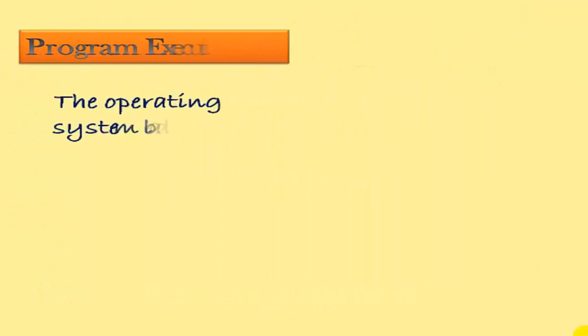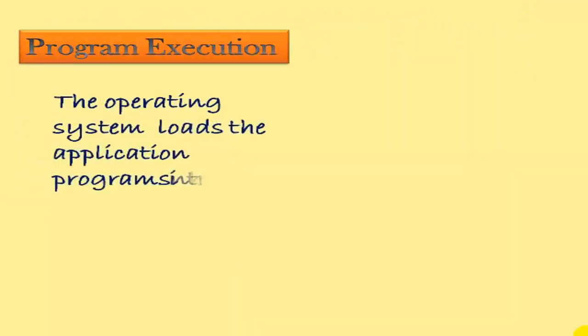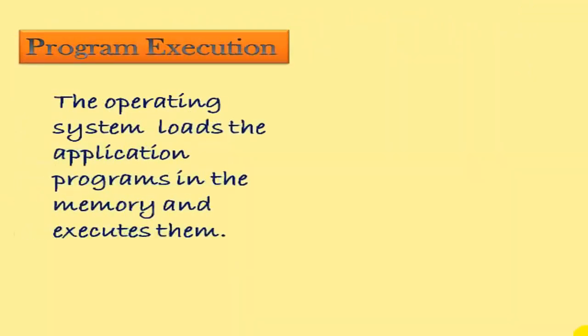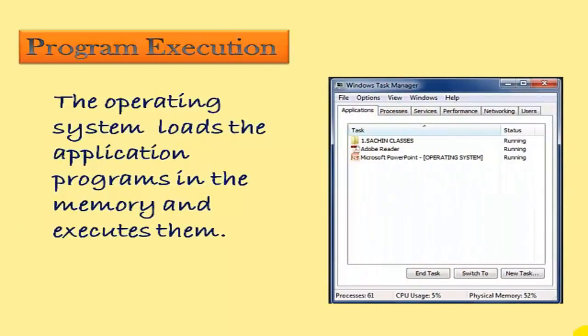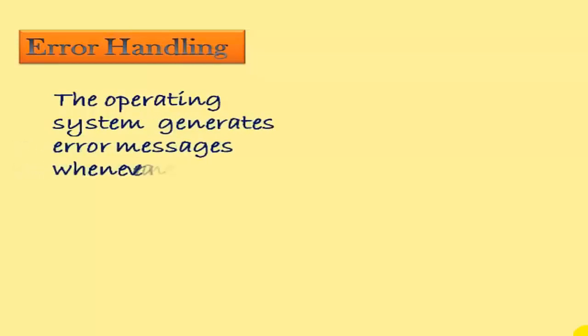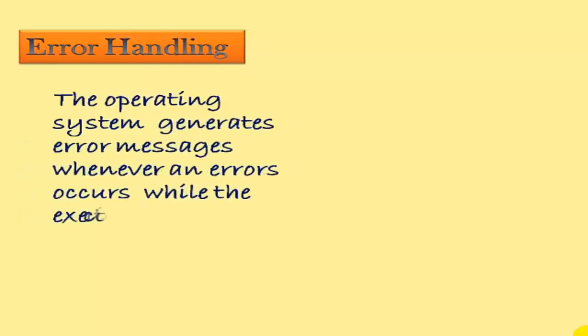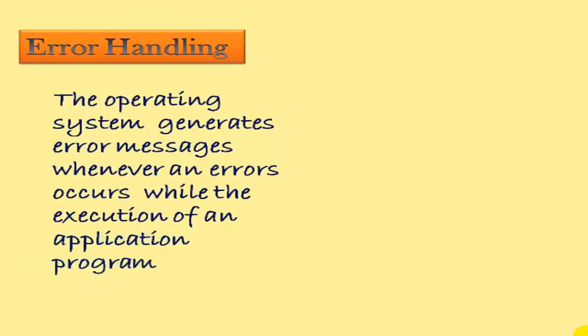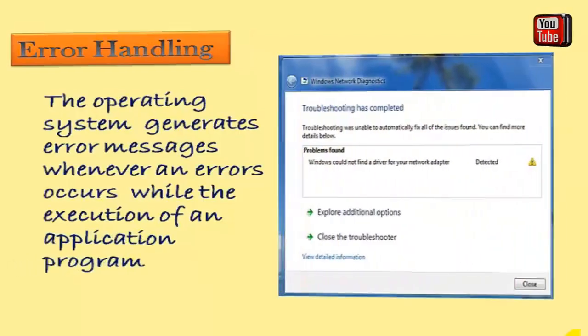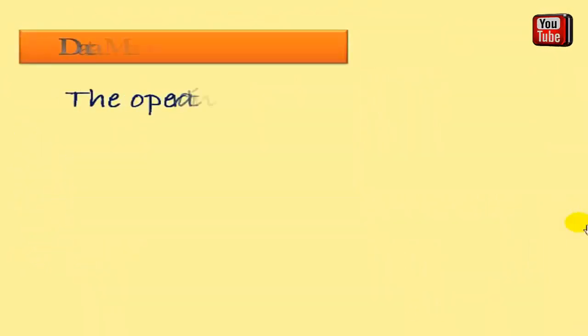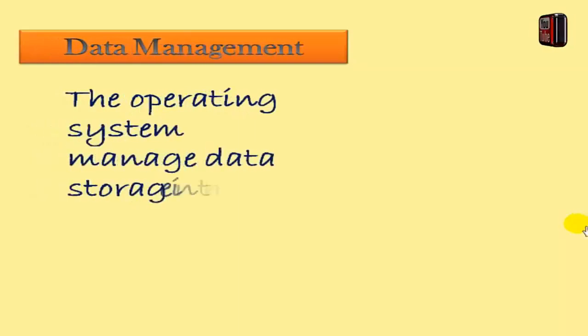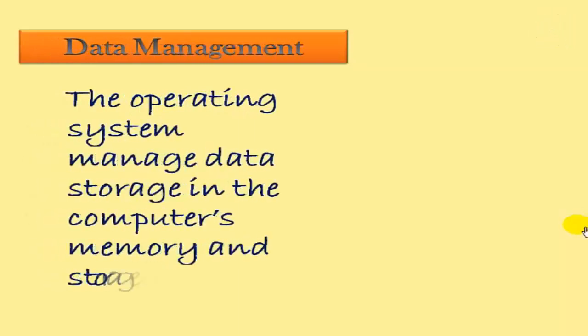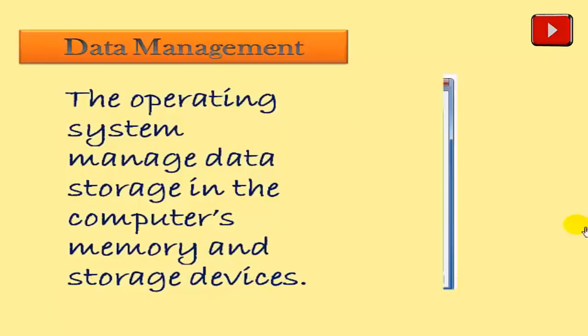Program execution. The operating system loads the application program in the memory and executes it. Error handling. The operating system generates an error message whenever an error occurs during the execution of an application program. Data management. It is the function of the OS to manage data storage in the computer memory and storage devices.